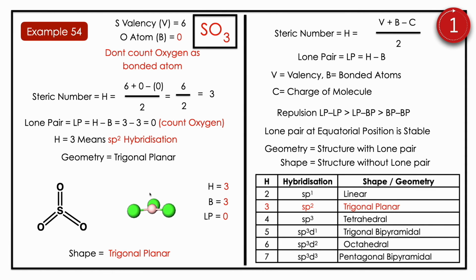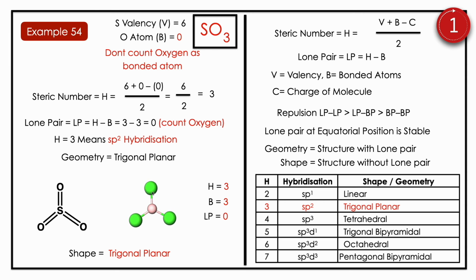Then let us look at example 54, SO3. Sulfur is the oxygen group element. Valency is 6. Oxygen is 0. So if you don't count oxygen, steric number will be (6 plus 0) by 2, which gives 6 by 2 gives 3. Lone pair will be H minus B, which is 3 minus 3 equals 0.